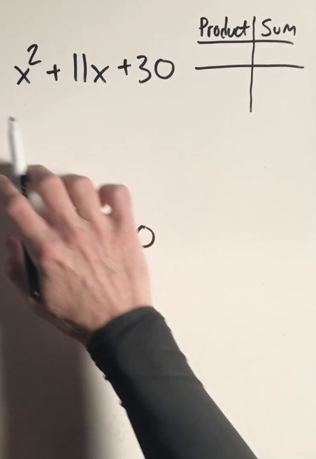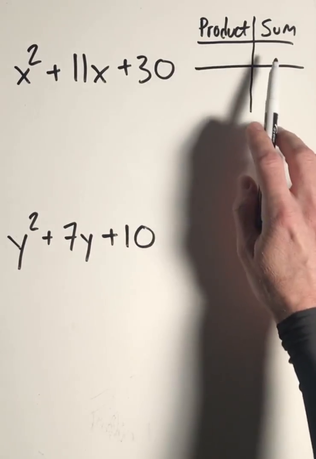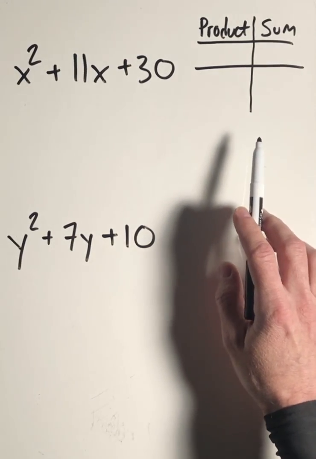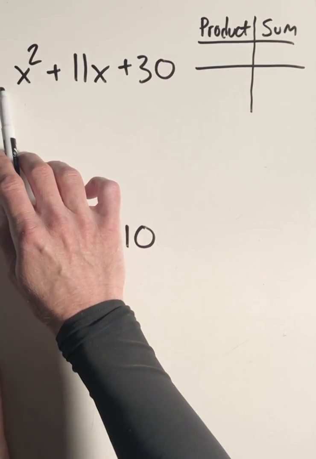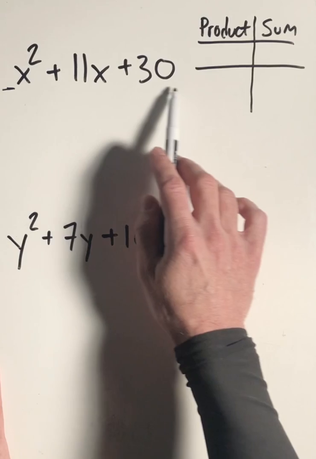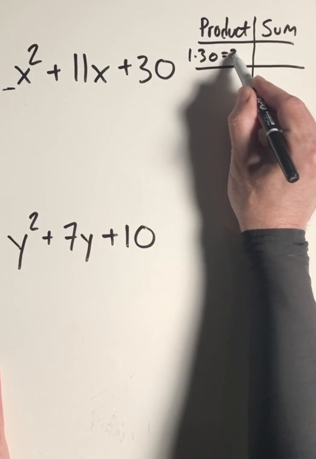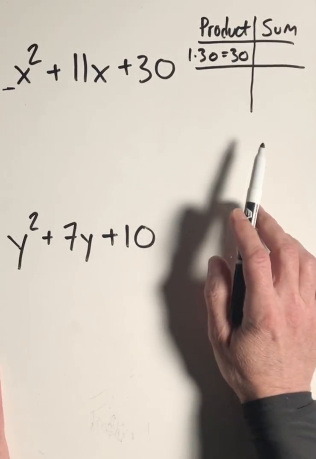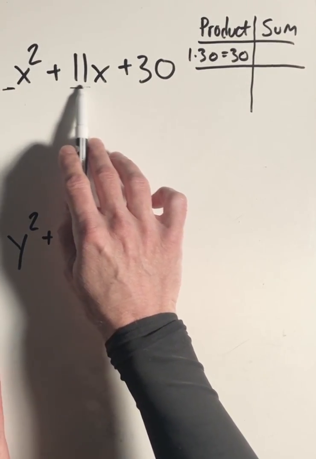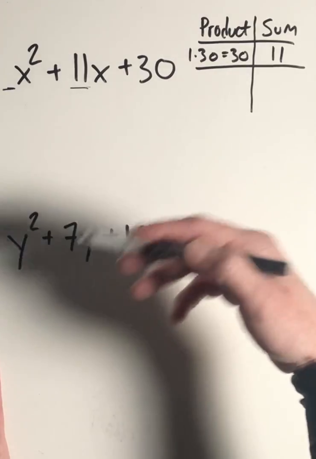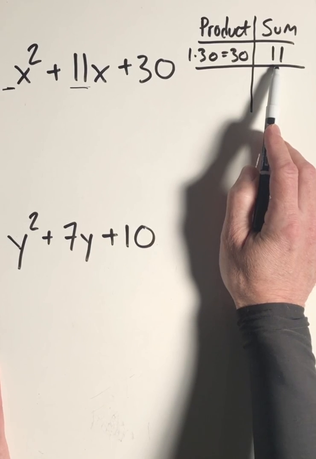When factoring trinomials, we're going to need to analyze a product of two terms and the sum of two terms. In looking at this, the product that we're going to take is this coefficient, which in this case is 1, times the constant of 30. So we're really looking at 1 times 30, or 30, as a product. And the sum would be this coefficient here, 11. So what we're really looking for is two numbers that multiply to 30 and add to 11.